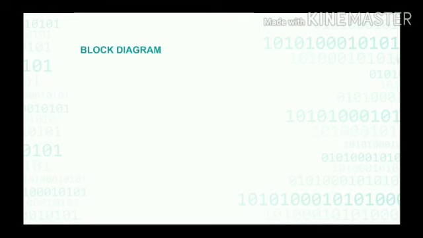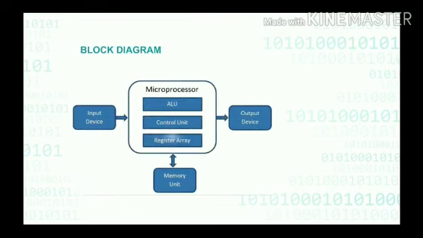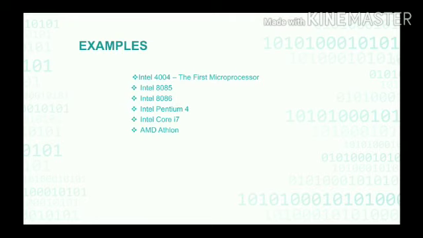So let me show you the block diagram for microprocessor. Here the microprocessor is placed between the input and output device where it acts as the intermediate between input and output. Here some of the examples are Intel 4004, which is known as the first microprocessor, then Intel 8085, Intel 8086, Intel Pentium 4, Intel Core i7, AMD Athlon.